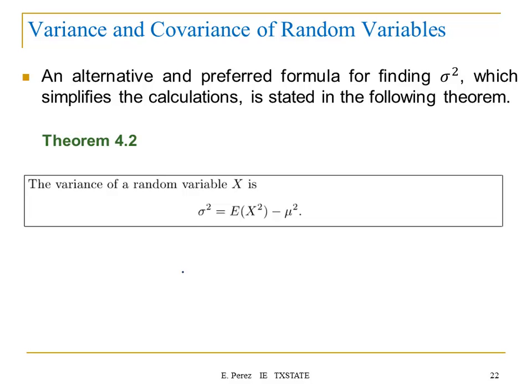So we have the variance of a random variable equals the expectation of x squared minus mu squared. Okay? So the only thing you're going to have to do is just to find the expectation. Instead of finding the expectation of x, you have to find the expectation of x squared. Any idea how to do that?